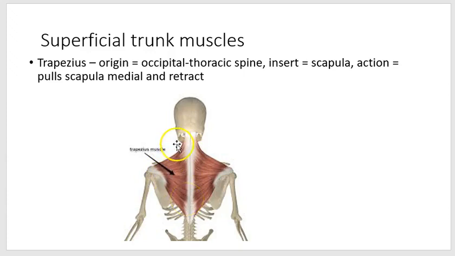So it has origins up here on the occipital and throughout the thoracic spine, and then it inserts over here on the scapula. Whenever you contract these muscles, you're going to move the scapula either up or towards the middle, maybe down. And if you do shoulder shrugs, you're strengthening your trapezius.